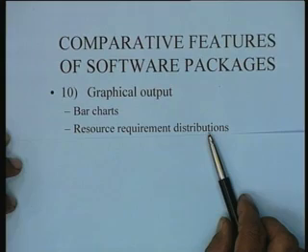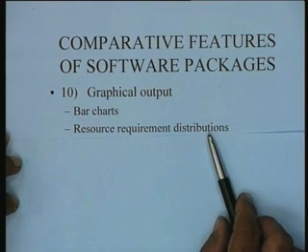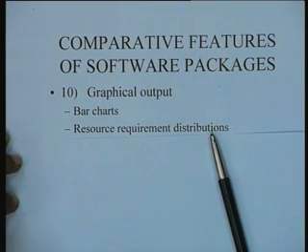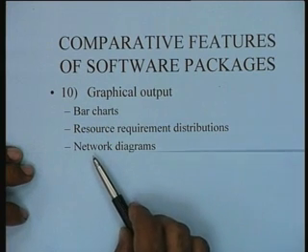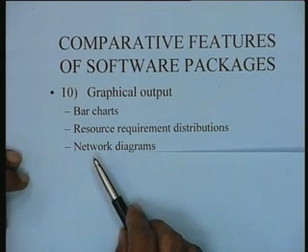So you can have various kinds of bar charts with different color codes for those activities which are behind time, those which are ahead of time, and things like that. Resource requirement distributions are also basically bar charts, isn't it? The plotting of a resource requirement distribution or a resource aggregation profile is essentially a graph which shows you how the resource requirements will vary over time. Network diagram. So these are the three kinds of graphical output that we require when we are doing project management.